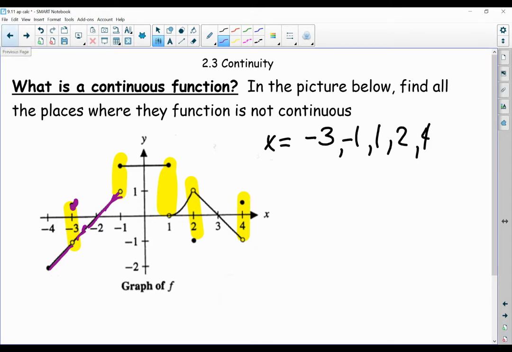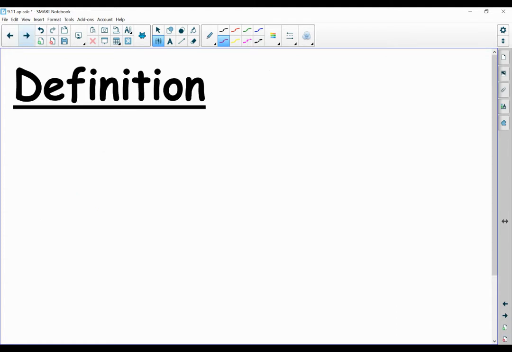So what has to be true in order for something to be considered continuous? There are 3 parts to concluding that a function is continuous at a given x value. So we can say a function is continuous. From here on out for the rest of the year, I'm probably going to use this little fn to represent the word function because I'm a little lazy.